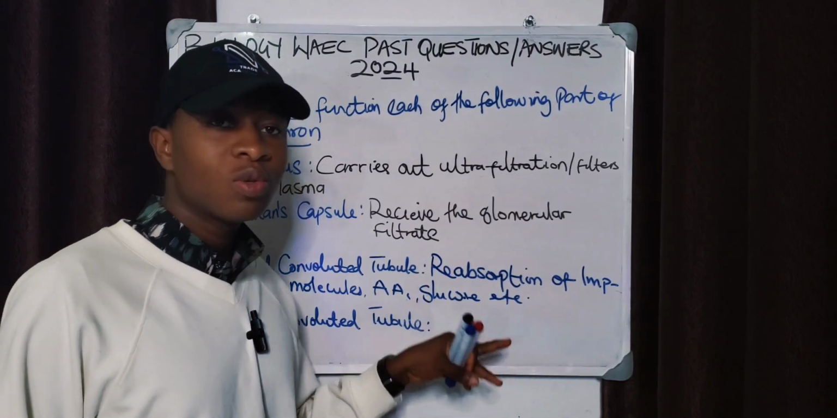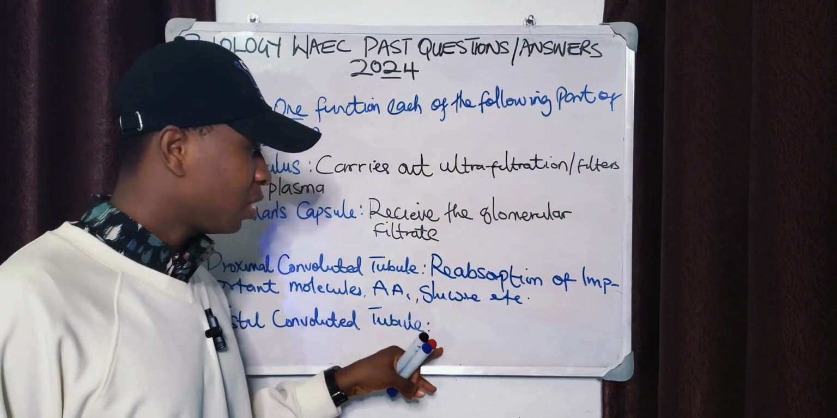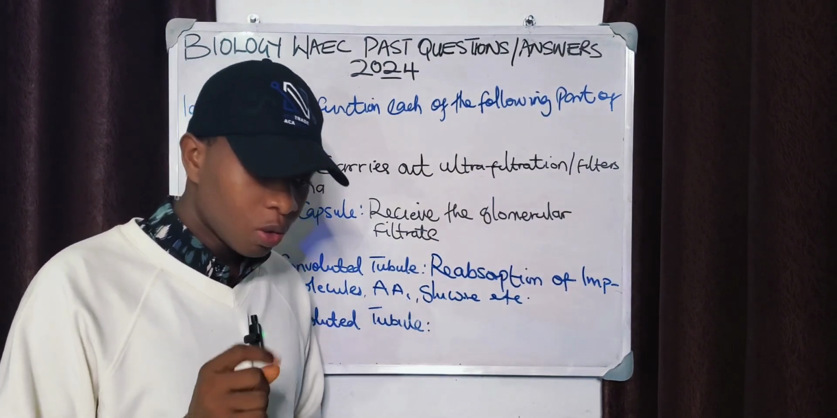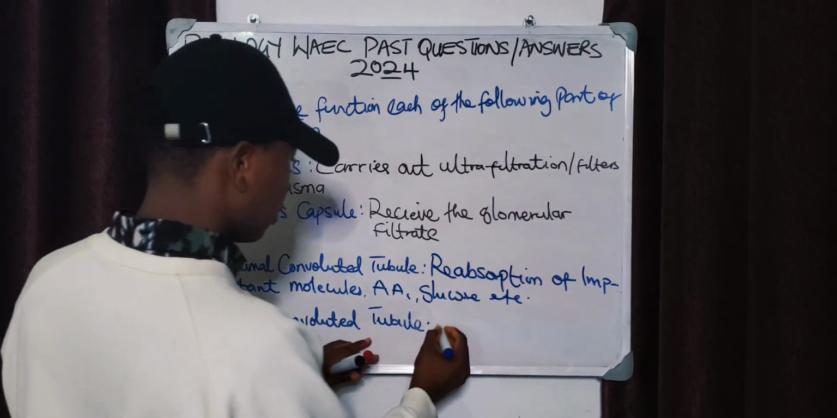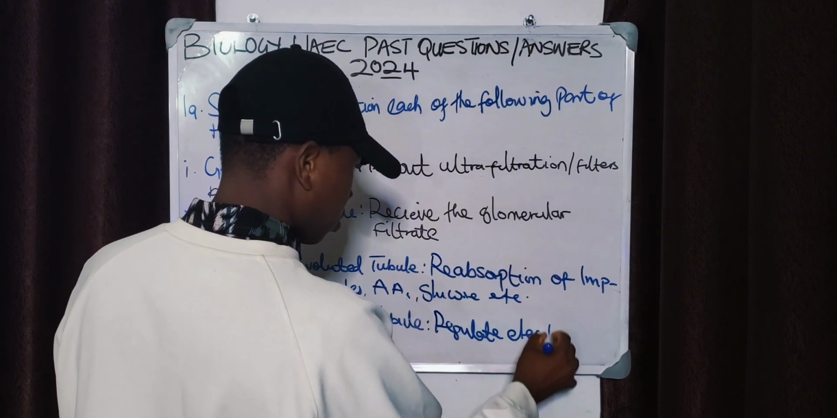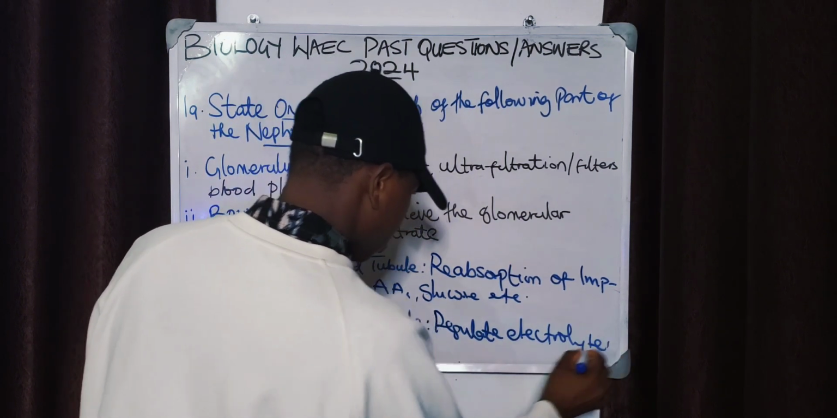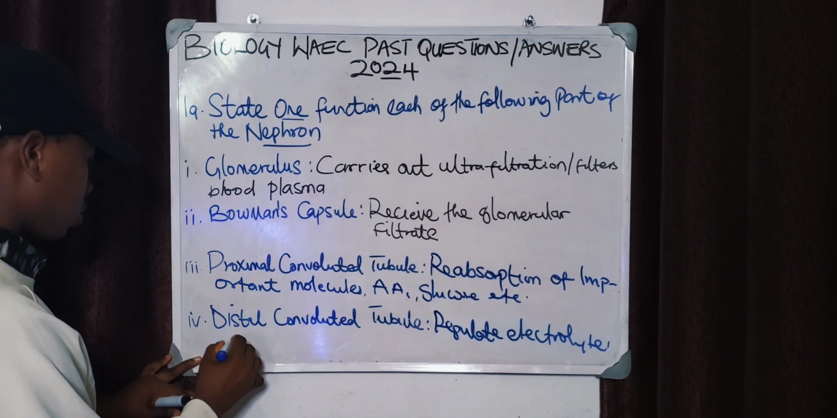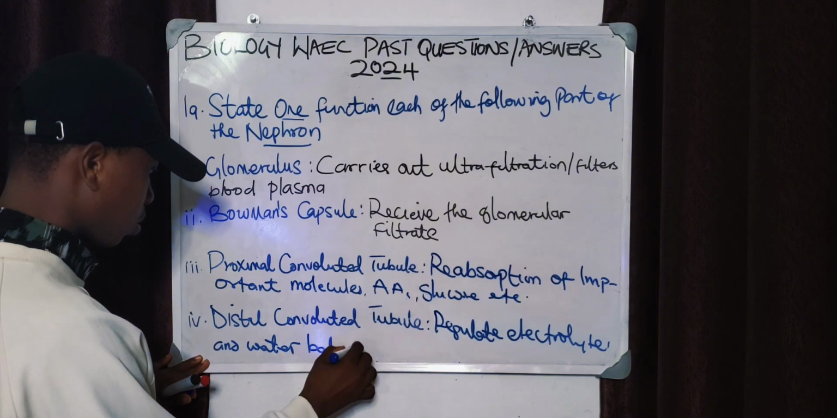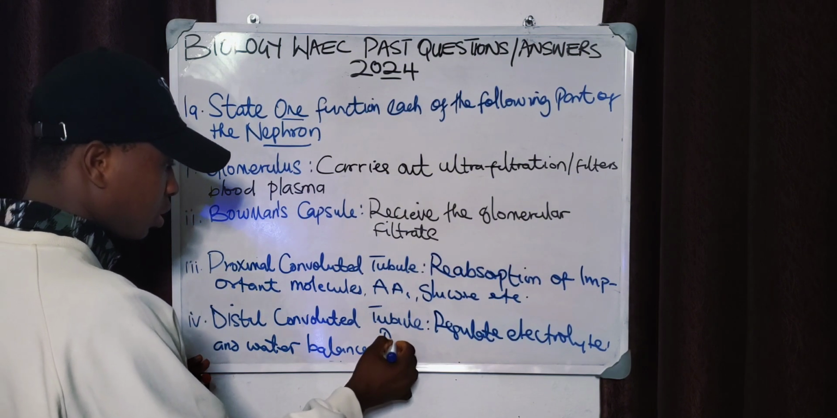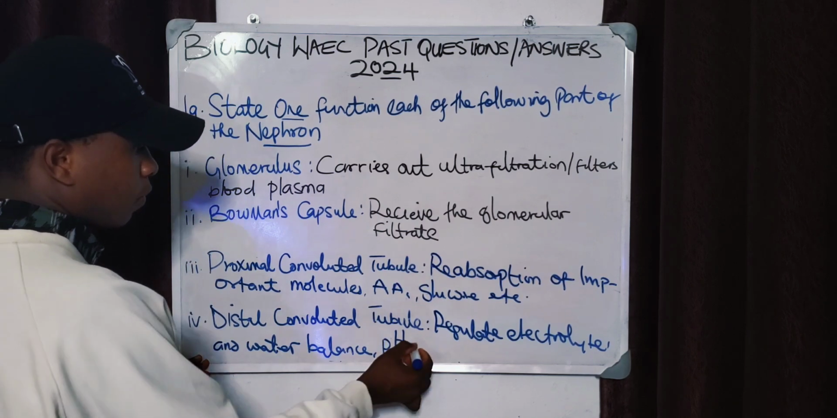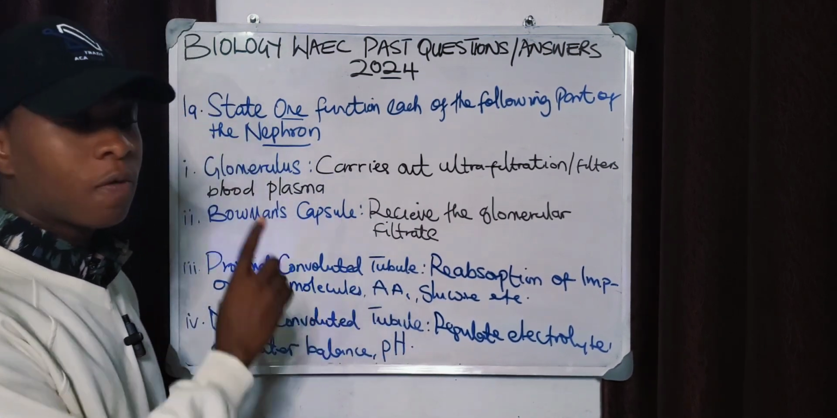For the distal convoluted tubule, what's the function? Majorly, it regulates water balance. Okay, it regulates electrolyte and water balance. You can say pH balance. So majorly what it does is that it regulates electrolyte and water balance. It also regulates pH. So that is the answer for 1A.